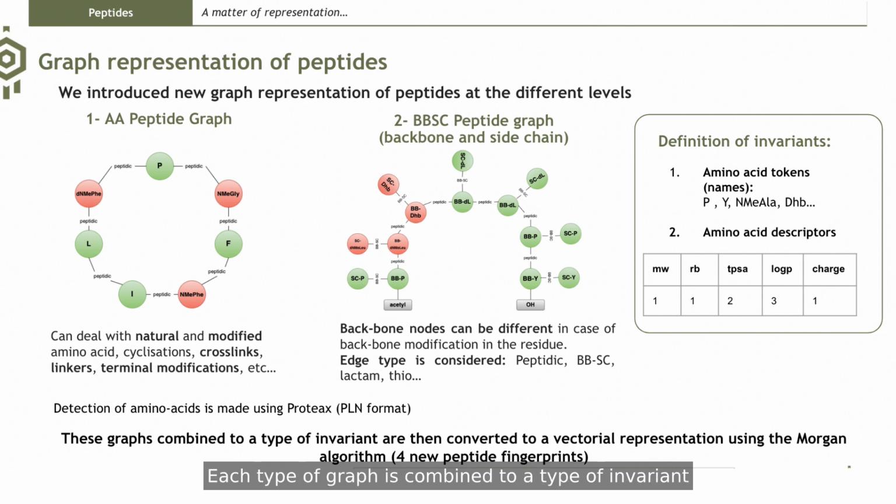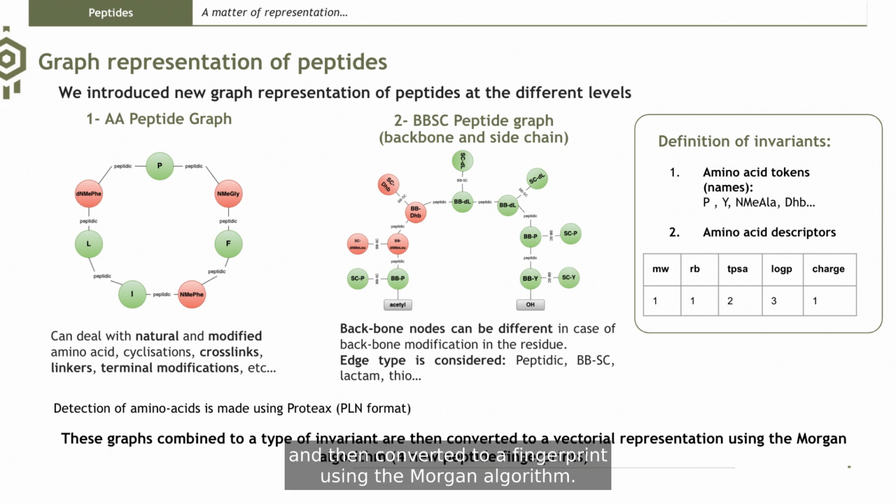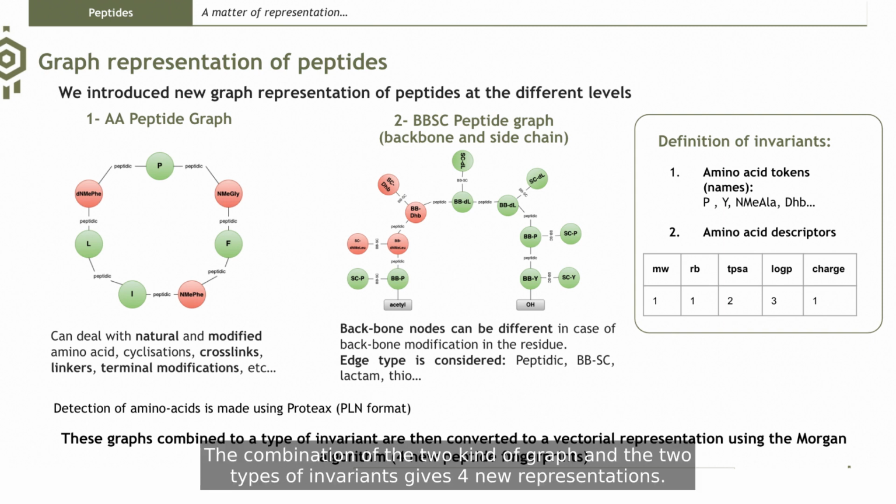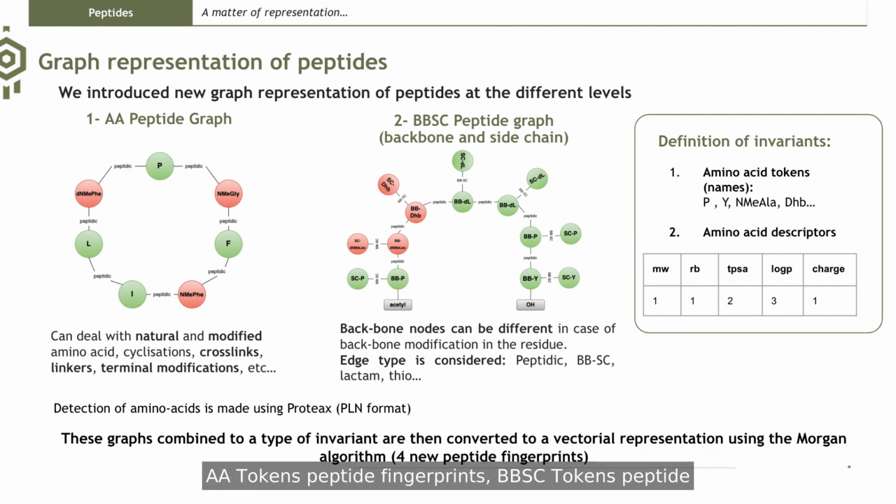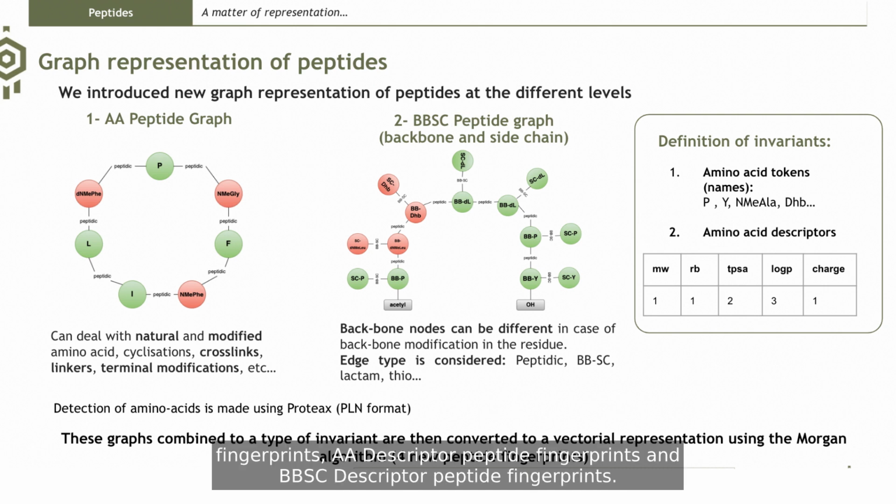Each type of graph is combined to a type of invariant and then converted to a fingerprint using the Morgan algorithm. The combination of the two kind of graph and the two types of invariants gives four new representations. AA tokens peptide fingerprints, BBSC tokens peptide fingerprints, AA descriptor peptide fingerprints and BBSC descriptor peptide fingerprints.